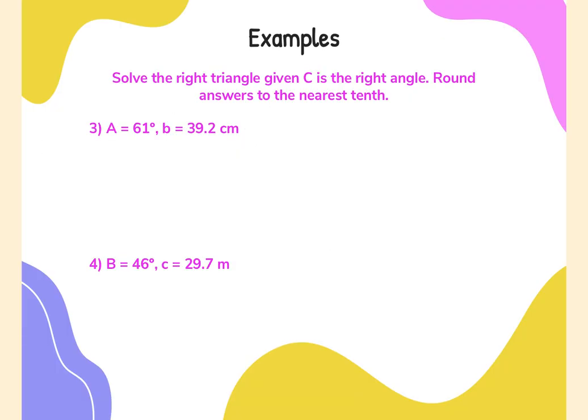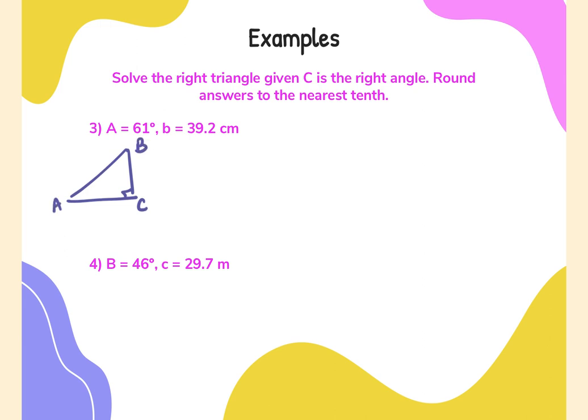All right, so most likely your test will be something like this where the diagram is not there and you've got to draw it out. But you want to make sure you read the directions. In the top it says, solve the right triangle given C is the right angle. Obviously if you put the wrong angle as the right angle, it's going to be a problem. You want to make sure you read it.